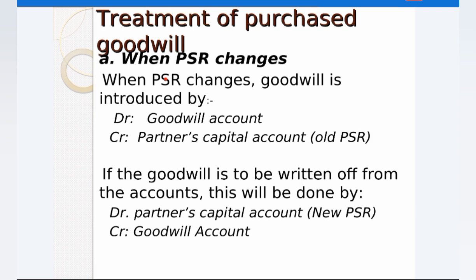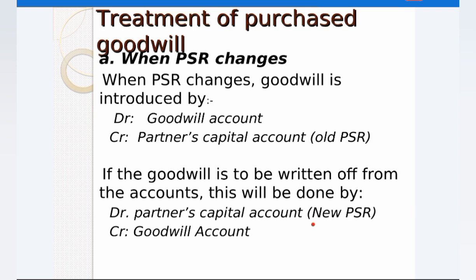So every time you write it off, these are the transactions that you will be passing. So we are saying that if the goodwill is to be written off from the accounts, then this will be done by you debiting the capital accounts of the partners with the new profit sharing ratio, because remember the trigger of the creation of goodwill is the change in PSR, the profit sharing ratio.